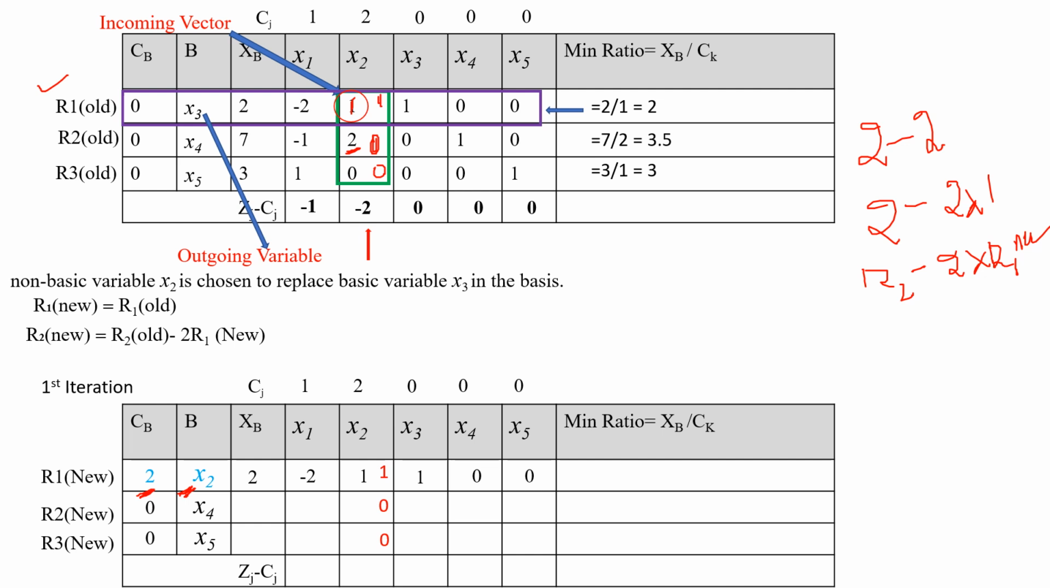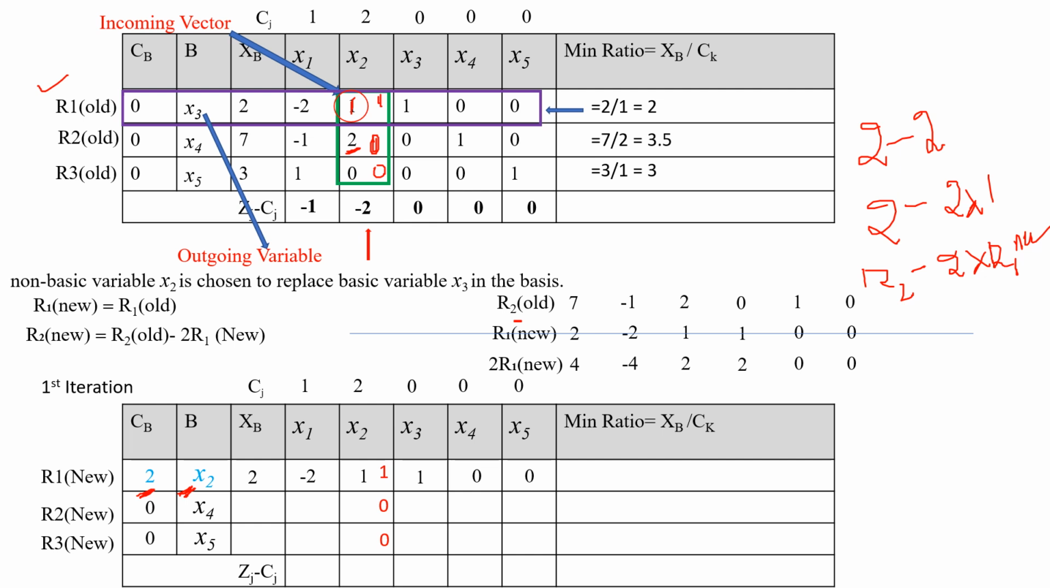So that is our second row operation. R2 new equals R2 old minus 2 R1 new. First I have to write down the R2 old elements as well as the R1 new elements. Then 2 into R1 new will become 4, minus 4, 2, 2, 0, 0. Then the operation is R2 old minus 2 R1 new, that is 7 minus 4 and minus 1 minus half 4, 2 minus 2, 0 minus 2, 1 minus 0 and 0 minus 0.